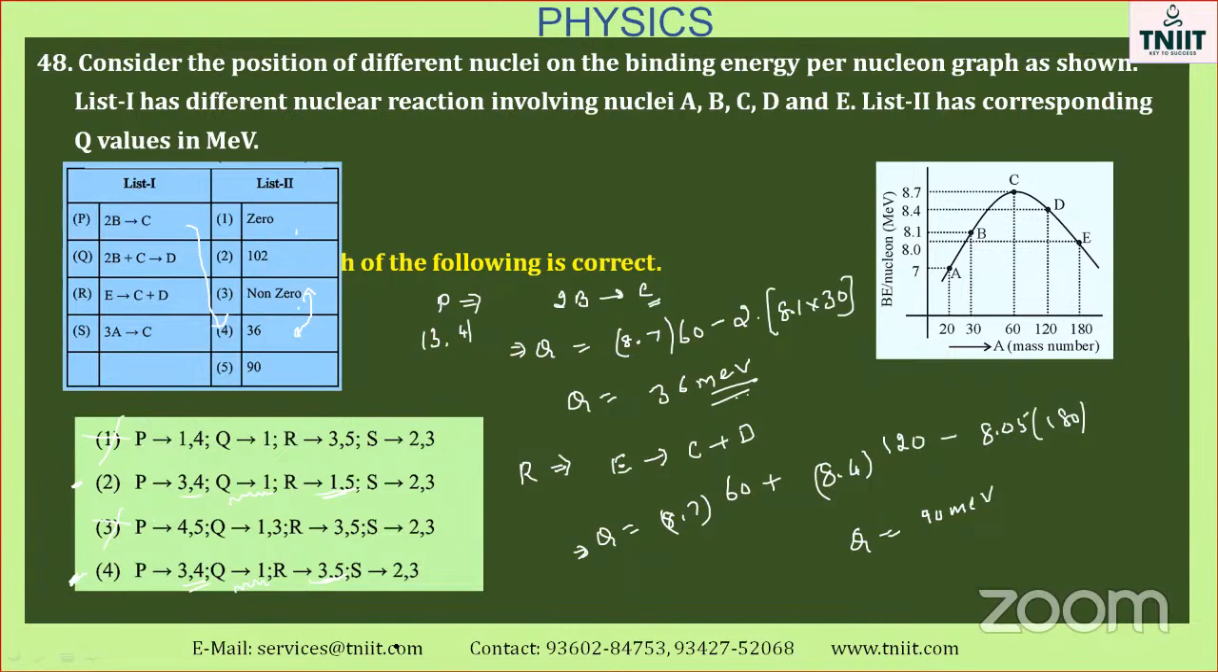So 1 is not possible. So 3 is not possible, non-zero and 5. So definitely option 4 is the right answer. It should be non-zero, so it can't be 0. So 3, 5 is correct. So this option is wrong.